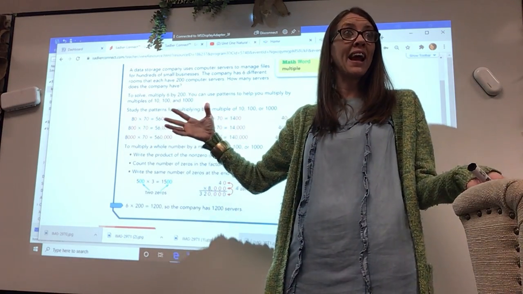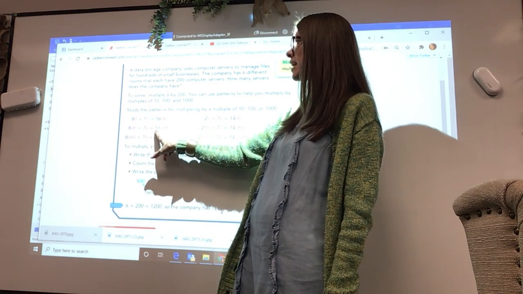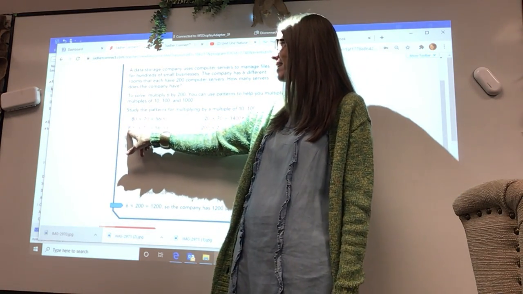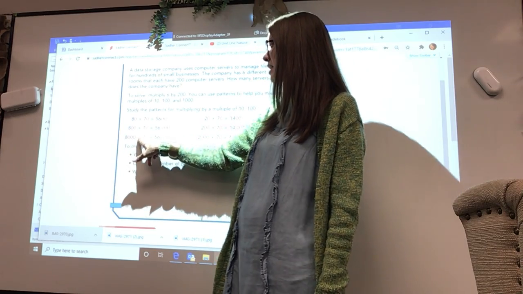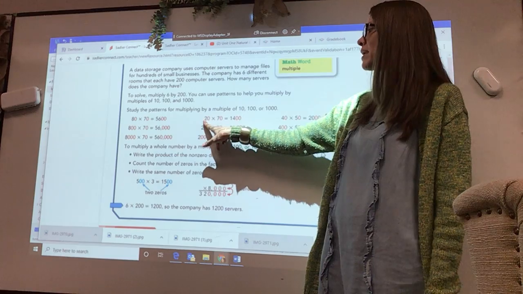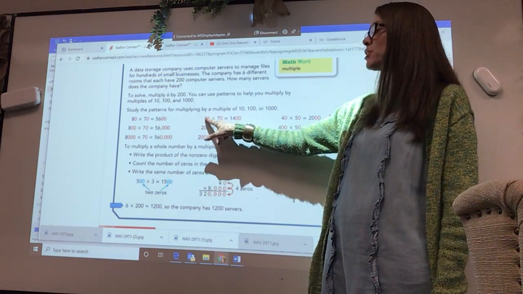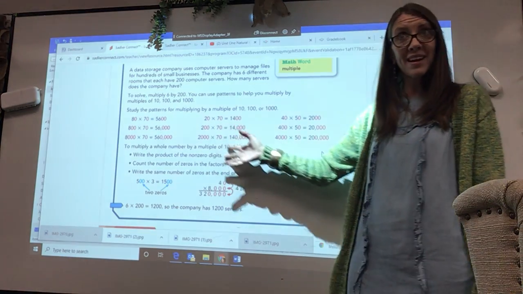That's pretty easy, right? Because you know your multiplication facts. Right here, 8 times 7 is 56. How many zeros are we going to add? 3. Right, 8 times 7 is 56, plus how many zeros? 4. Look over here. 20 times 70, you just take 2 times 7 and write it down, and then you add the zeros. You kind of got it?